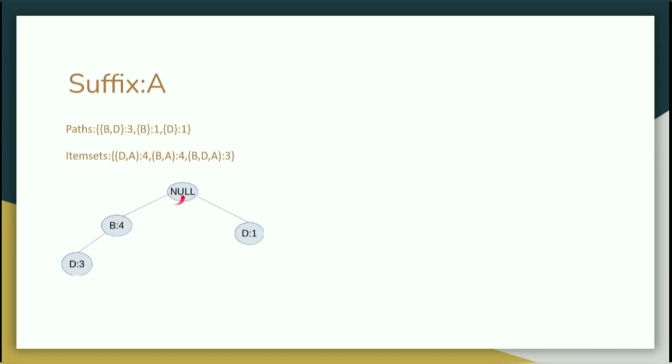Similarly for the B, and start making combinations of size 2. So we will get BD, with out of these the minimum count being 3, which is following the minimum support. It is more than the minimum support, so we'll create it by suffixing it with A. Similarly for the next, D.